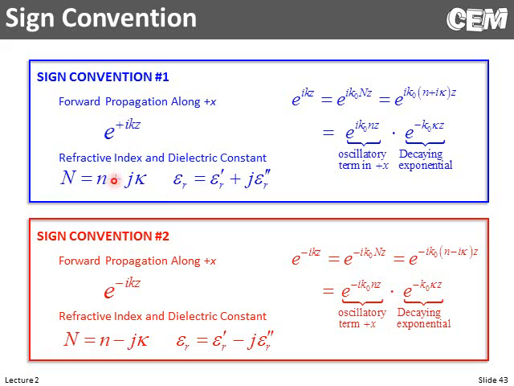And the real key difference is how we express refractive index and dielectric constant. In this minus world, we need minuses here and here. So it's just something to keep in mind. And the little equation on the right is why that is.